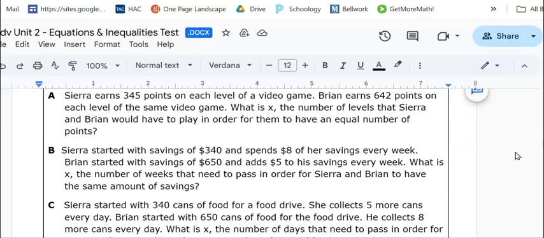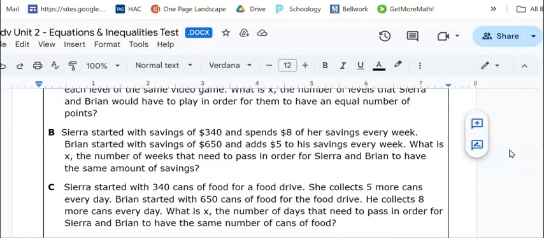Sierra started with a savings of $340 and spends $8 of her savings every week. Brian started with savings of $650 and adds $5 to his savings every week. What is x, the number of weeks that need to pass in order for Sierra and Brian to have the same amount of savings?